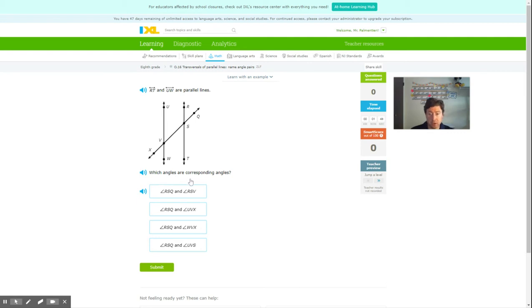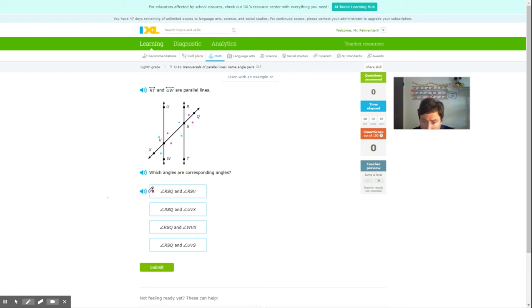So, which angles are corresponding angles? Corresponding angles are going to be the angles that look like this. They're going to be like every other. Like these two are corresponding, these two are corresponding, and let me change my color here. These two are corresponding, as well as these two. Okay? So that's how they work.